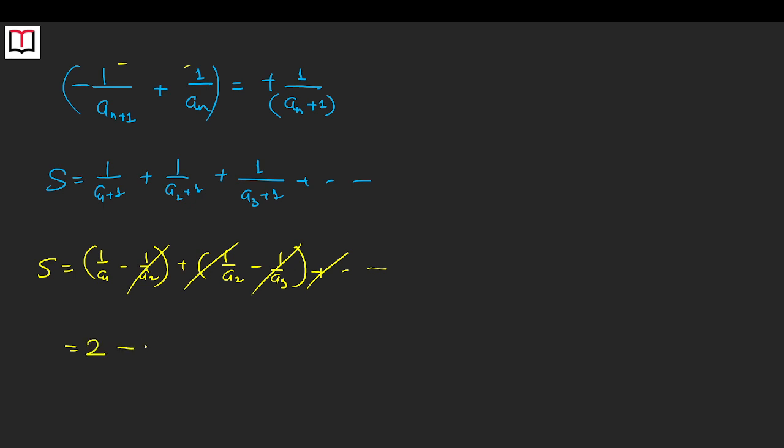You will be left with the last term at the end. And what will that be? Let's say, if I try to figure it out, a2 is a1 square plus half, which is 1 by 4 plus 1 by 2, that is 3 by 4. And similarly, a3 will be 9 by 16 plus 3 by 4.